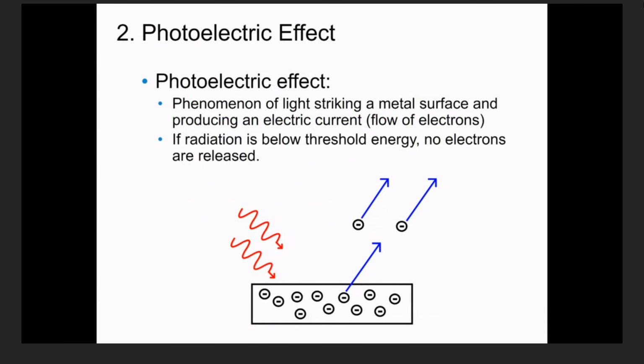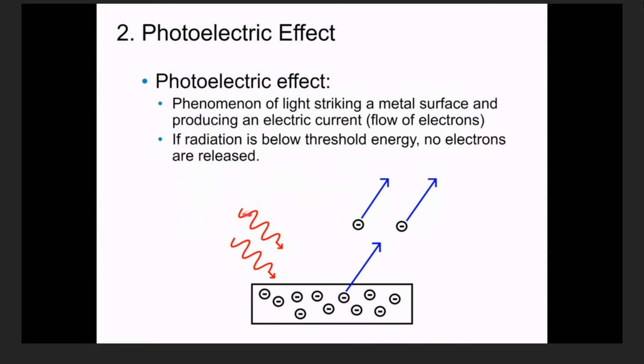Then we have the photoelectric effect. So this is something that Einstein did. The photoelectric effect is the phenomenon of light striking a metal surface and producing an electric current or flow of electrons. If radiation is below the threshold energy, then no electrons are released.